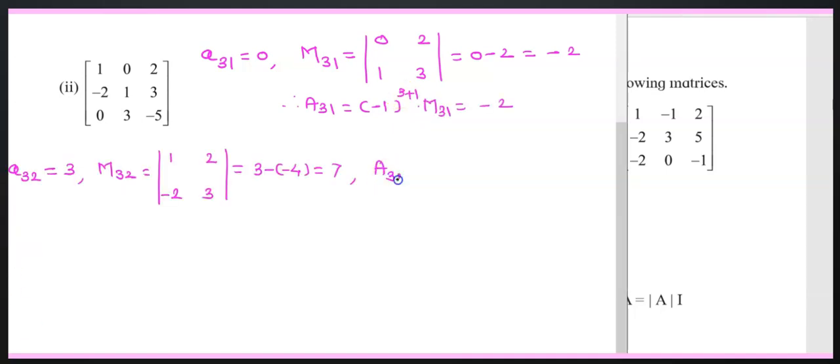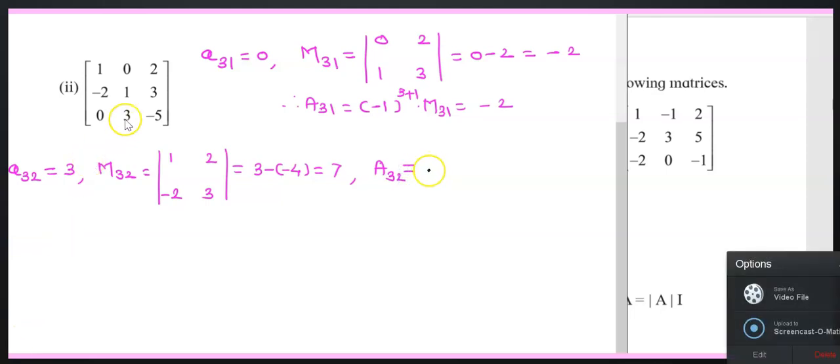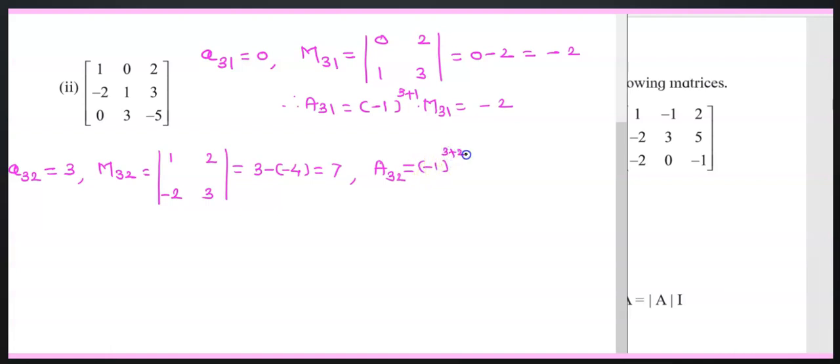Now A32. See here, A32, see in the upward direction and horizontally, you will get 1, 2, minus 2 and 3. Therefore, this is 3 minus 4, that is minus 4, 7. Therefore, A32 is equal to minus 1 raised to 3 plus 2, that is equal to minus 7.